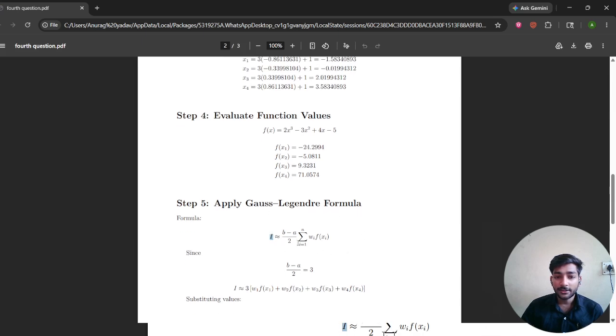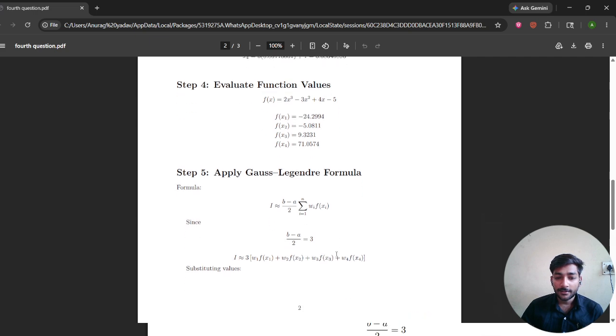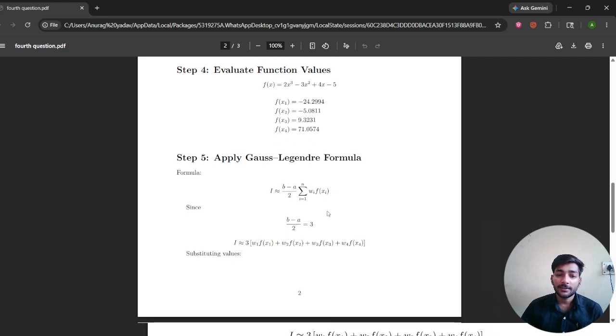Hence, this is the main formula of the Gauss-Legendre formula: I = ((b - a)/2) times the summation from i = 1 to n of wi f(xi). Here we calculate this value: b is given, a we found earlier, and after putting the values we get (b - a)/2 = 3. Then we expand this summation formula, where i goes from 1 to n, with n = 4, iterating for i = 1, 2, 3, and 4.